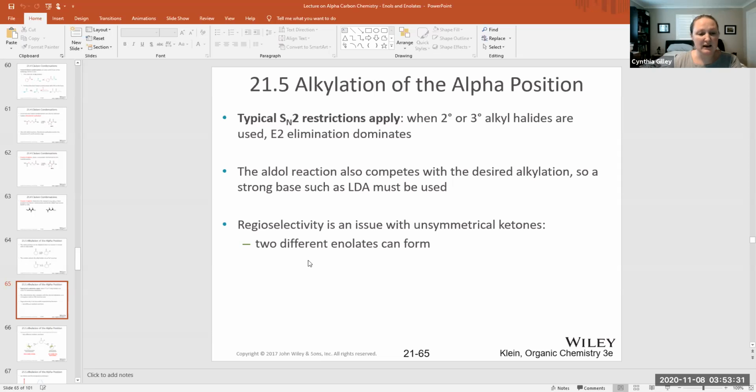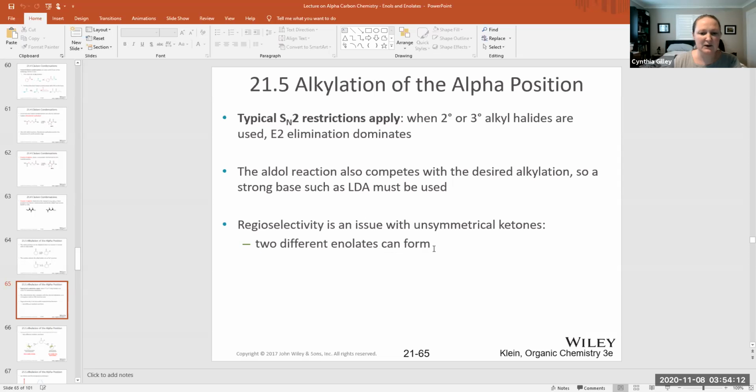Another issue with the alkylation reaction is regioselectivity. So recall that regioselectivity means that it's possible to form more than one constitutional isomer in a reaction, and we want to favor one constitutional isomer over the other through appropriate reaction conditions. So specifically, we need to consider regioselectivity when we're using an unsymmetrical ketone, because when you use an unsymmetrical ketone, two different enolates can form.